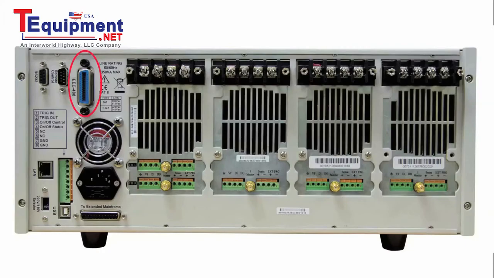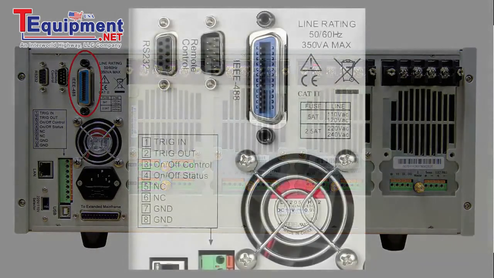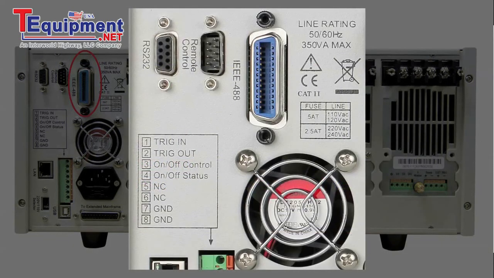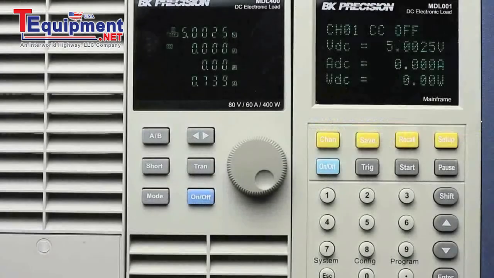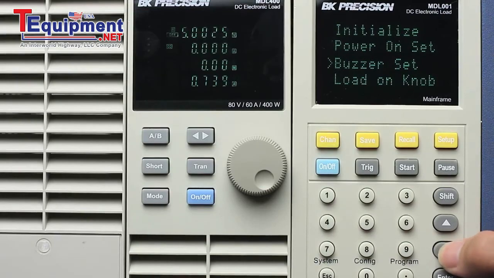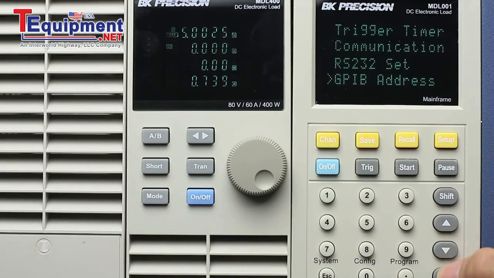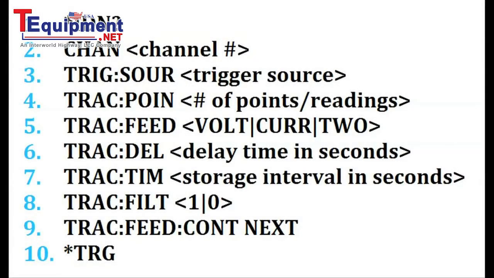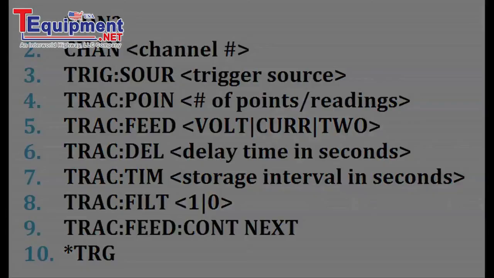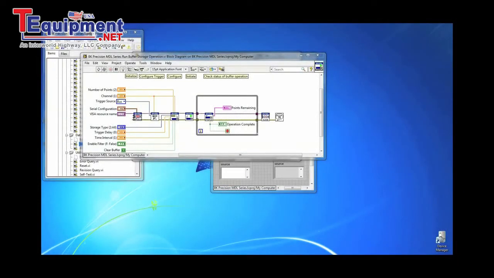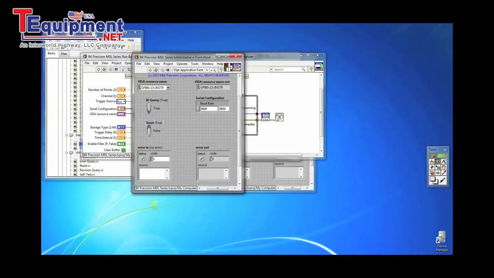In this video, I will be using the GPIB interface to configure the DC load for buffer storage operation. For convenience and demonstration, I will use LabVIEW software to show you how it works. The first thing we need to do is select GPIB as the interface for remote communication. Here's the order in which to send the commands, and I will explain each in detail. I have LabVIEW now in front of me, and have written a VI for all of the buffer operation commands.